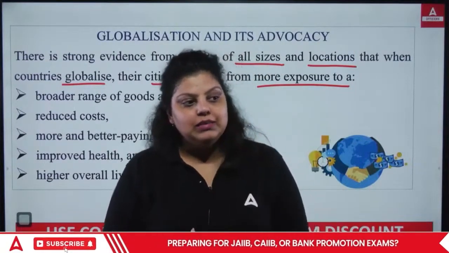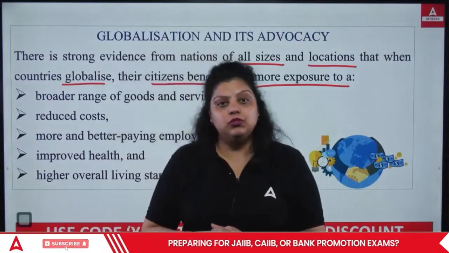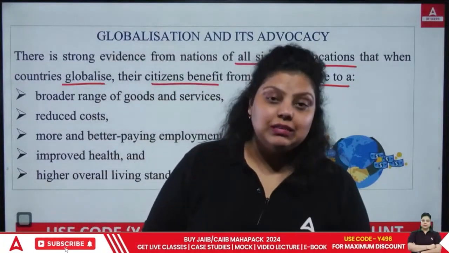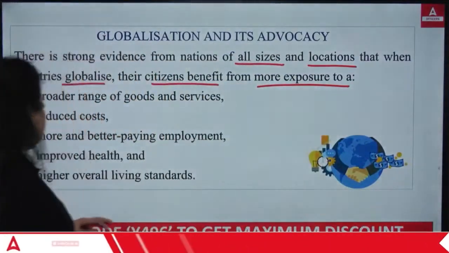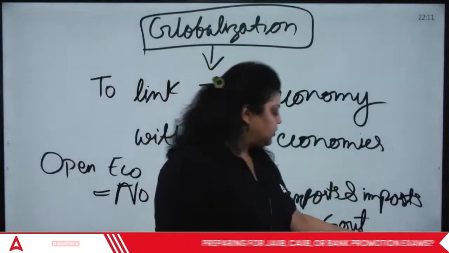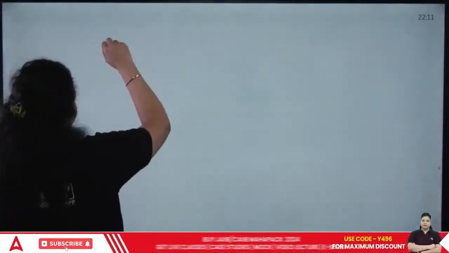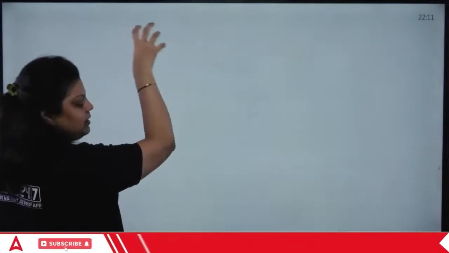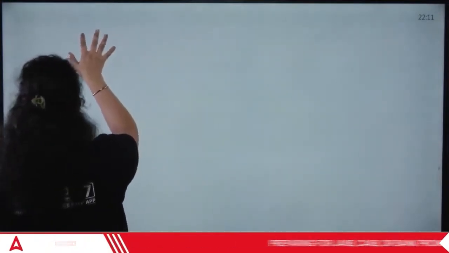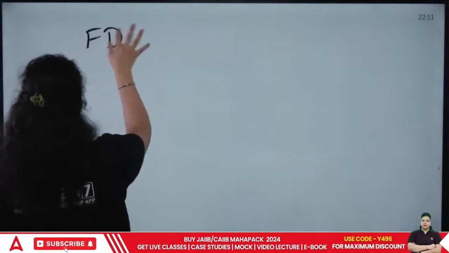One of them is what the retail businessmen are facing. The retail businesses in the country are facing disadvantages because of globalization. Why are they facing this? Let's discuss that. To understand how the retail businessmen of the country are facing loss, let's discuss the FDI limits, foreign direct investment.